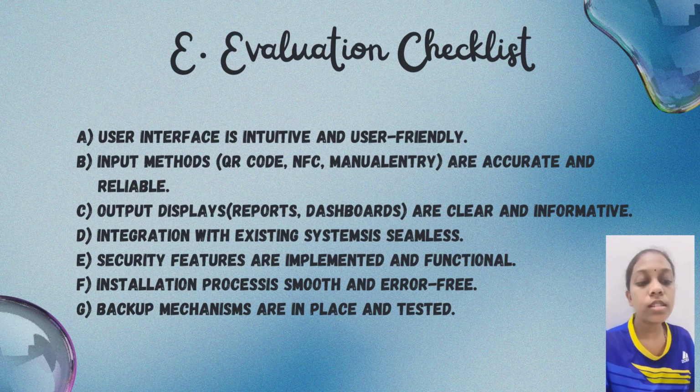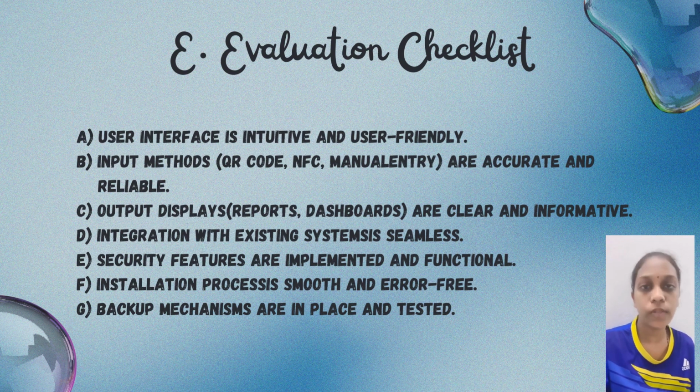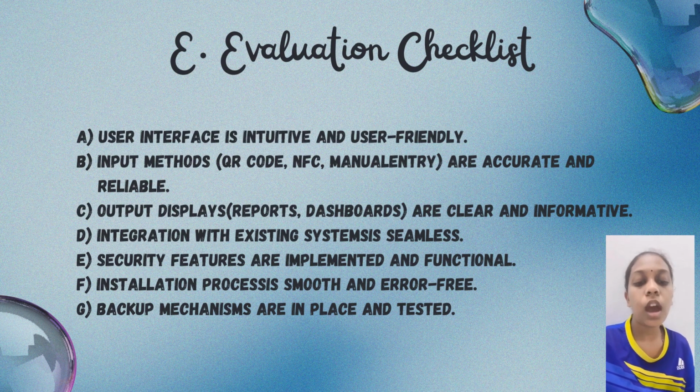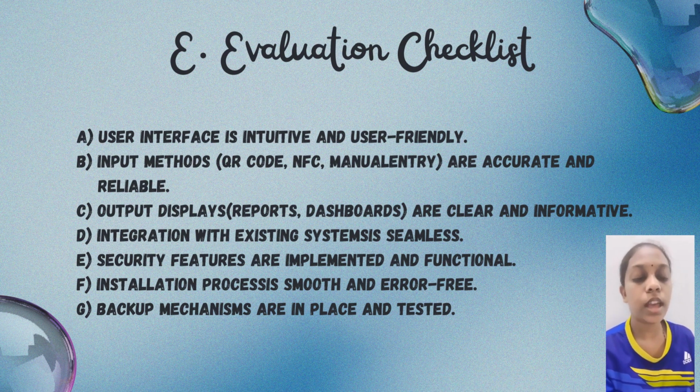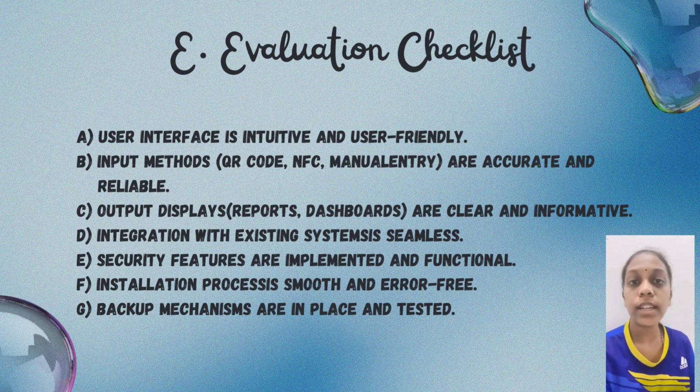And E is the evaluation checklist. First one is user interface is intuitive and user friendly. Then input methods, QR code, NFC and manual entry, are accurate and reliable. And the third one is output displays. And D is integration with existing systems seamless, and E is security features implemented and functional. And then installation process is smooth and error free. And then backup mechanisms are in place and tested.